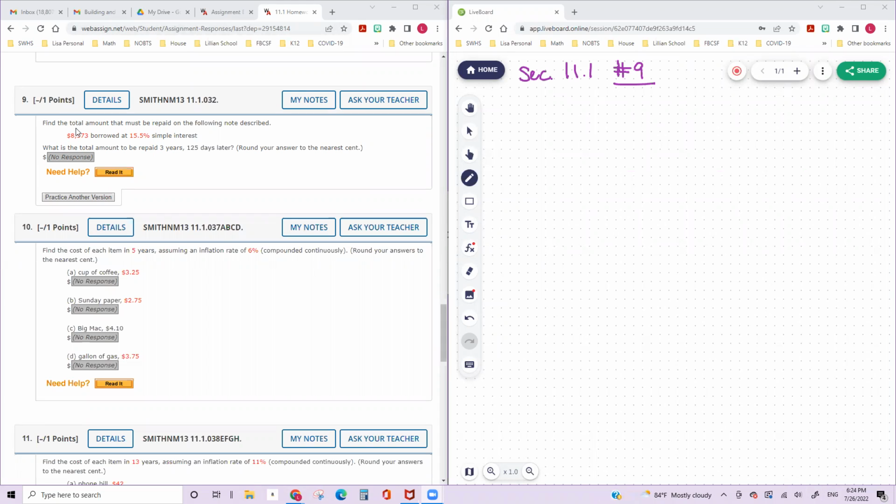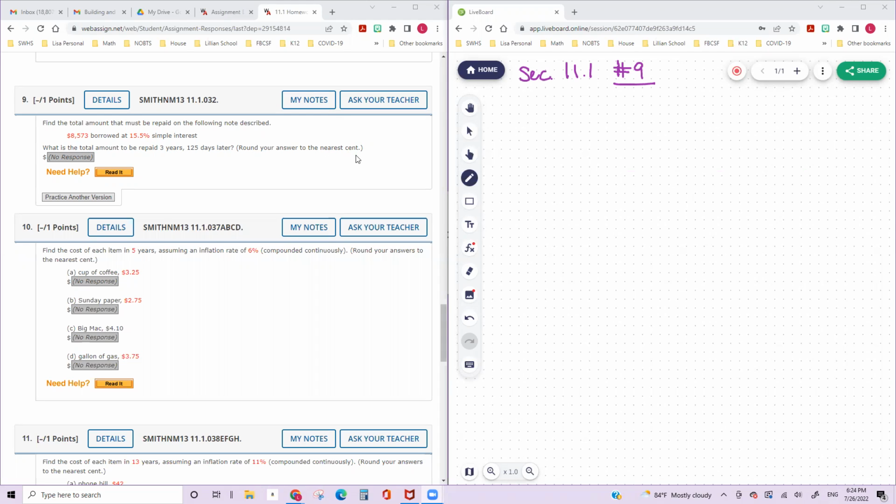This says to find the total amount that must be repaid on the following note described. You have a principal of 8,573 borrowed at 15.5% simple interest. What is the total amount to be repaid 3 years, 125 days later? And then they tell you to round it to the nearest cent.